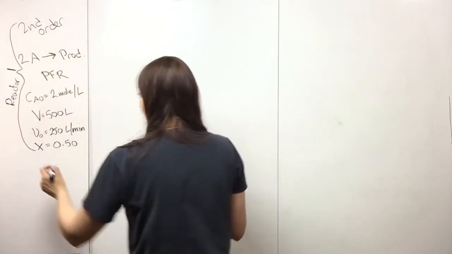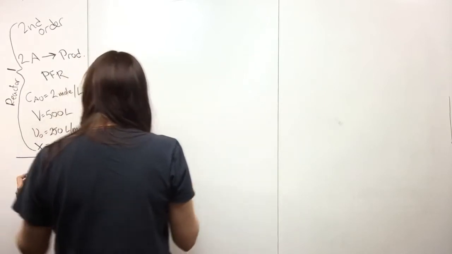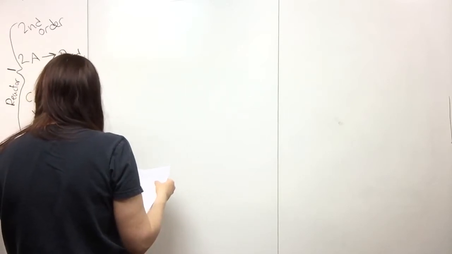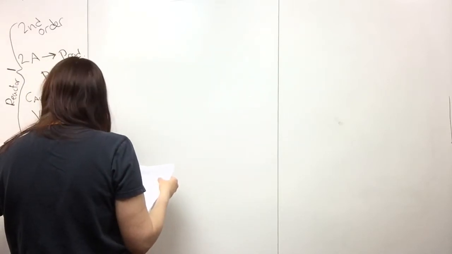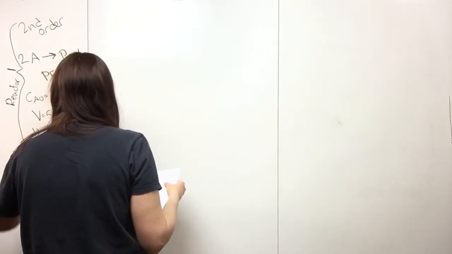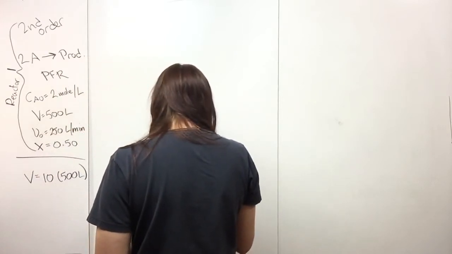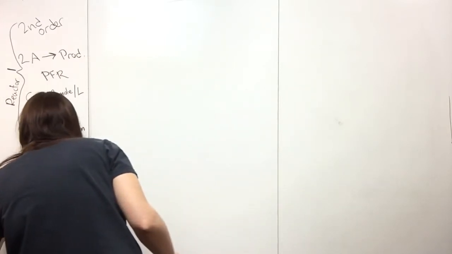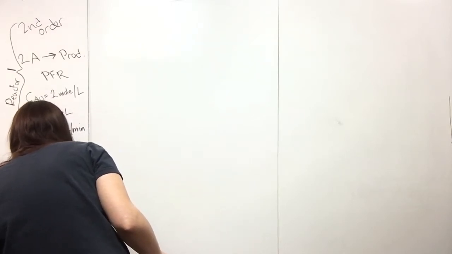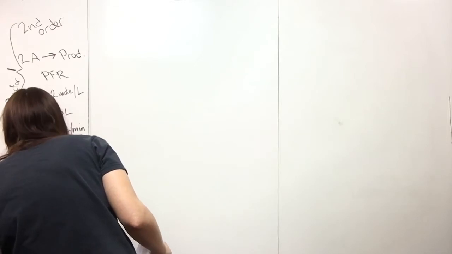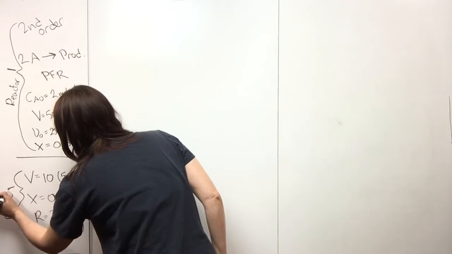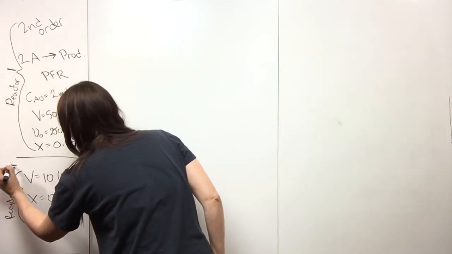And then it says that for the second reactor, so we have a recycle reactor, and that the volume of it is 10 times the original volume, so 10 times 500. And the X is equal to 0.8, and it's asking for R. So I'm just going to write that this one's the recycle reactor.